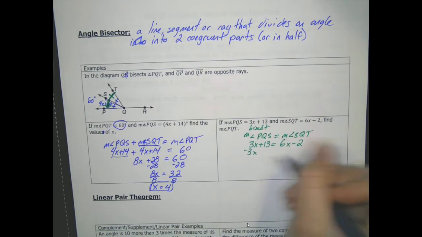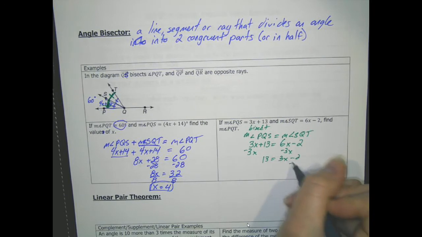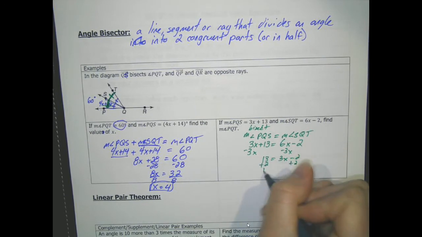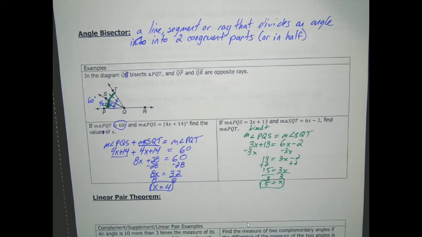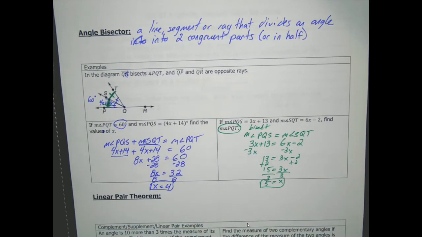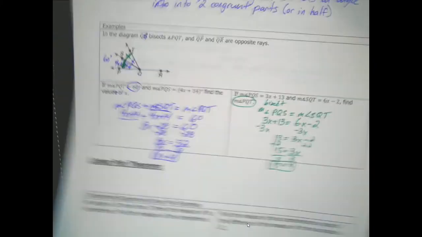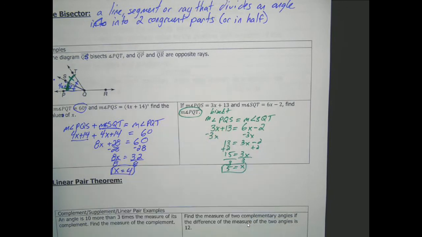So I solve. 3x plus 13 is equal to 6x minus 2. 15 is equal to 3x. x is equal to 5. Okay, but did that answer my question? No, it asks what the measure of PQT is. So there's a couple of things that you could do. I'm just going to substitute 5 into either of these and then double it because I know that PQT is equal to that.